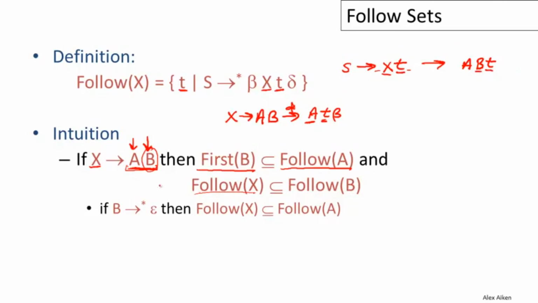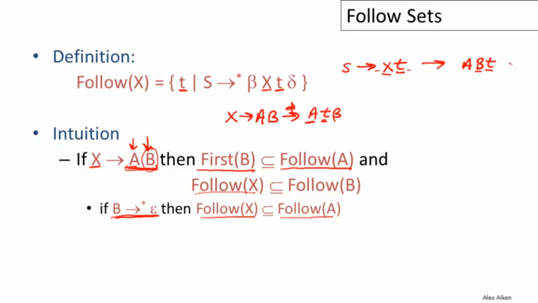And we can generalize this observation about what occurs at the end of a production. So anything that occurs at the end of the production, its follow set will include the follow set of the symbol on the left-hand side of the production. Well, what is the end of the production? If B can go to epsilon, if B can disappear, then A will appear at the end of the production. So if B can go to epsilon, then it would also happen that the follow of X would be in the follow of A.